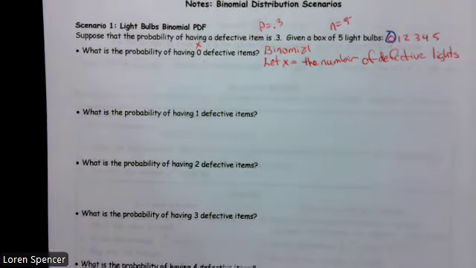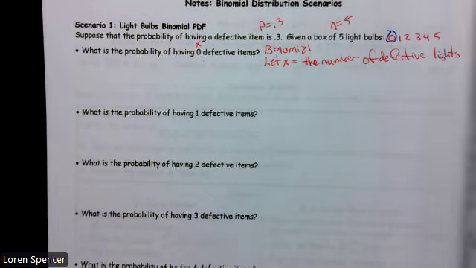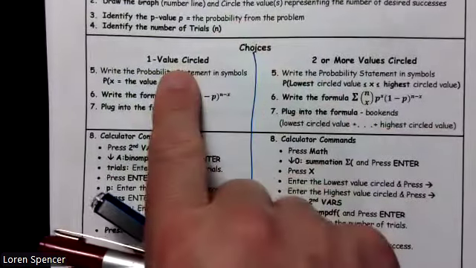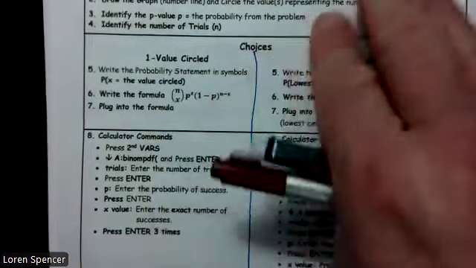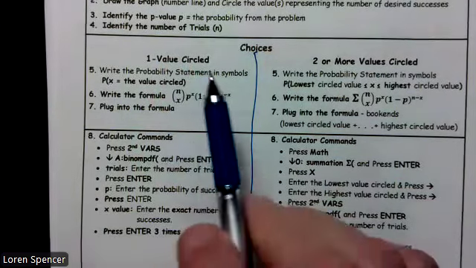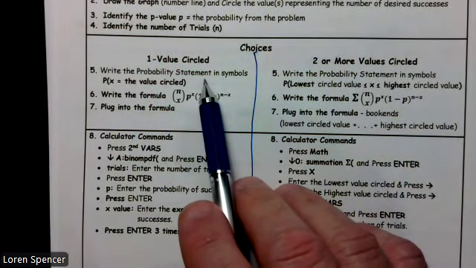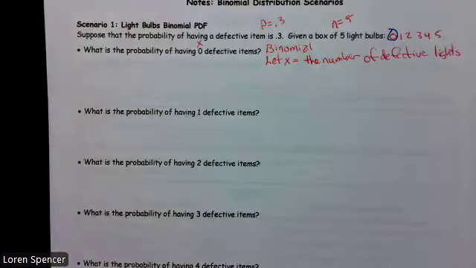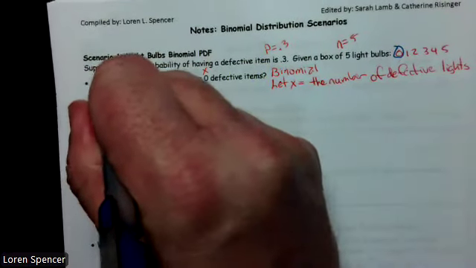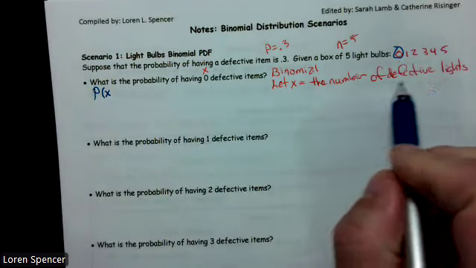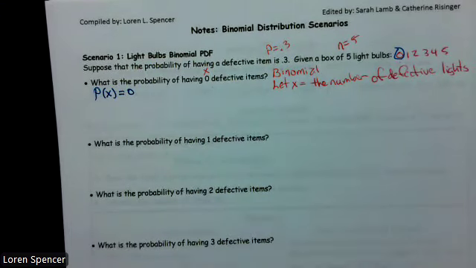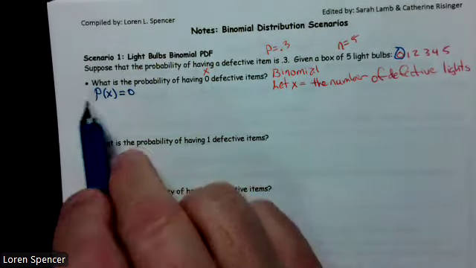The next thing I need to do is look at my recipe, because I have choices. Did I circle one value or 2 or more? If it's 2 or more, I'm going to go down the right-hand side, but I only circled 1 because I only circled the number 0. It says write the probability statement in symbols. In this case, we're looking for the probability of X, the number of defective light bulbs, equals 0. Probability of X equals 0. The P is just for probability.